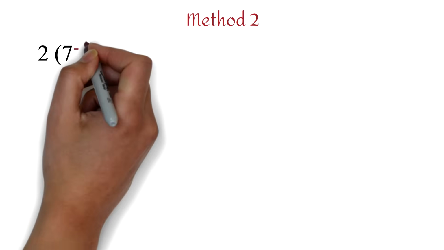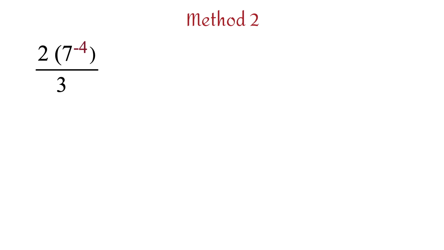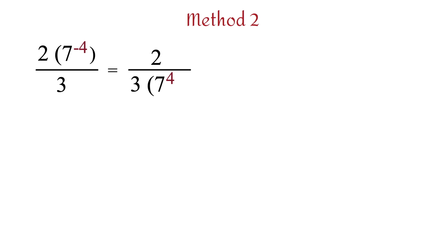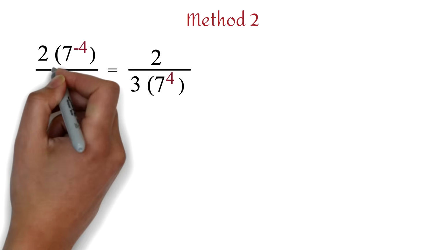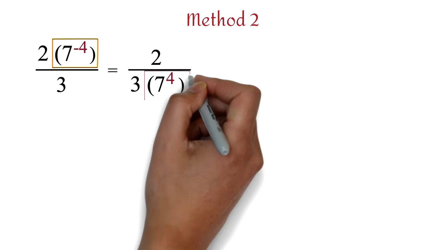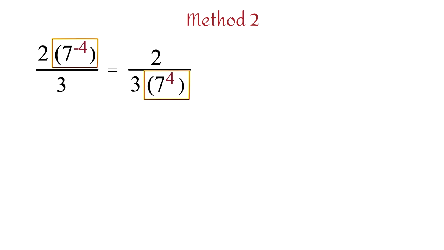Example, if you have 2 times 7 exponent negative 4 over 3, we can move the 7 exponent negative 4 from the numerator to the denominator. If we do that, then we have to change the exponent, negative 4, to exponent positive 4. So we have 2 over 3 times 7 exponent positive 4. The 7 exponent negative 4 in the numerator became 7 exponent positive 4 in the denominator.